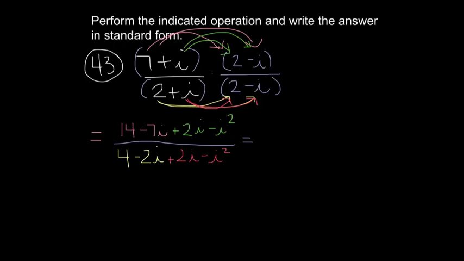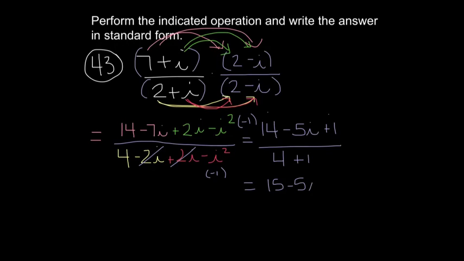If I start to clean this up, I have the 14 in the numerator. Minus 7i plus 2i is minus 5i. And then minus i squared. i squared is negative 1, so minus a negative 1 is the same as plus 1. All over, my negative 2i and plus 2i cancel each other out, so I have that 4. Minus i squared is the same as minus a negative 1. That's the same as plus 1. Put this together, I have the 14 plus 1 is 15, minus 5i. That's all over 4 plus 1, which is 5.